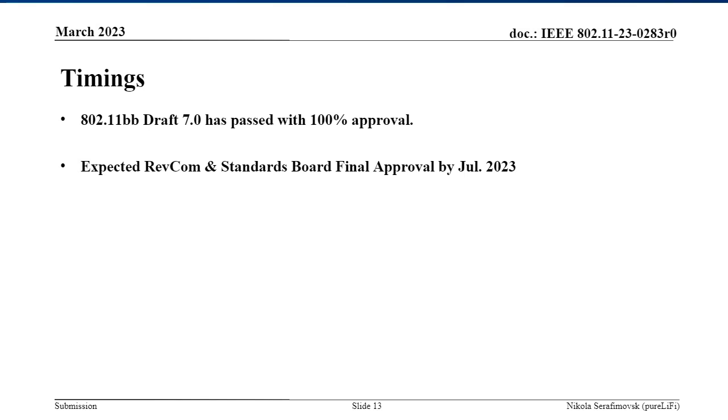But effectively, the standard is available for anybody that would like to buy it on the IEEE Explorer store, and you can build products to it. And in fact, there are already some products that were pre-standards compliant, but are actually now standards compliant, I guess, if we can say that.